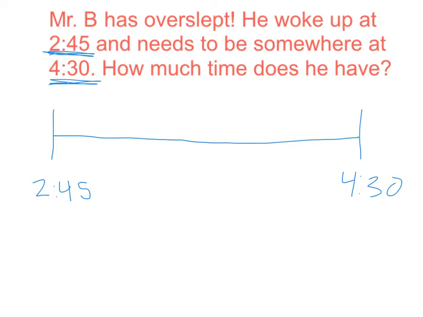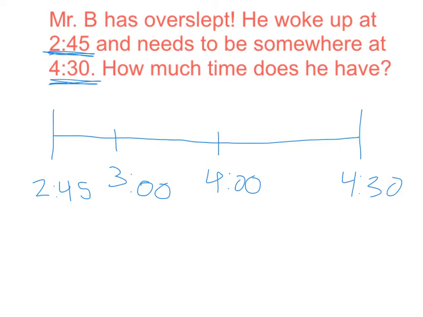So after 2:45 here, what's the next whole hour? I don't mean add an hour to 2:45, I just mean the next whole hour. So right after 2:45 would be 3 o'clock. Then after 3 o'clock would be 4 o'clock. And I can't add 5 o'clock because 5 o'clock comes after 4:30.